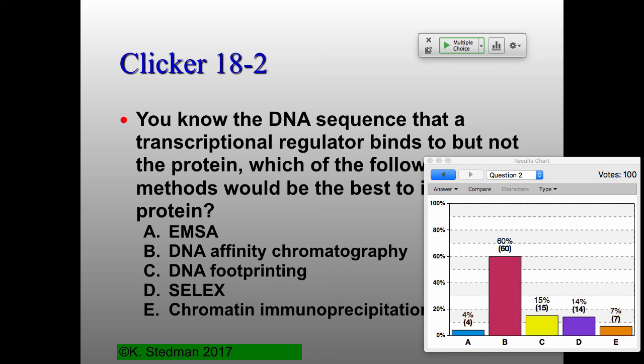A lot of them actually depend on knowing what that protein is to be able to do it. DNA footprinting, you've got to have your protein already. CellEx, you've got to have the protein already. Chromatin immunoprecipitation, you need to have an antibody to your protein, so you must have the protein already. So the only other one where you don't have your protein already would be your electrophoretic mobility shift assay. So B it is.